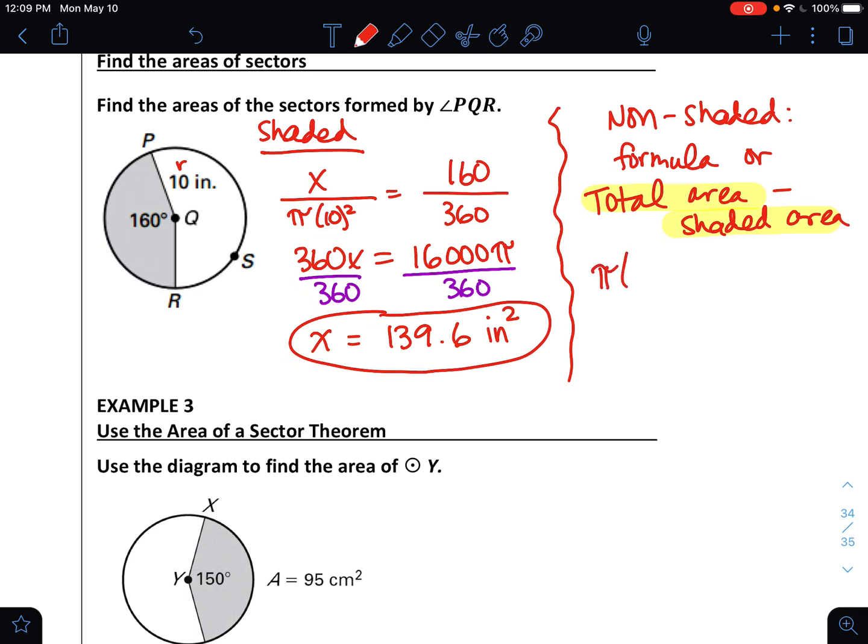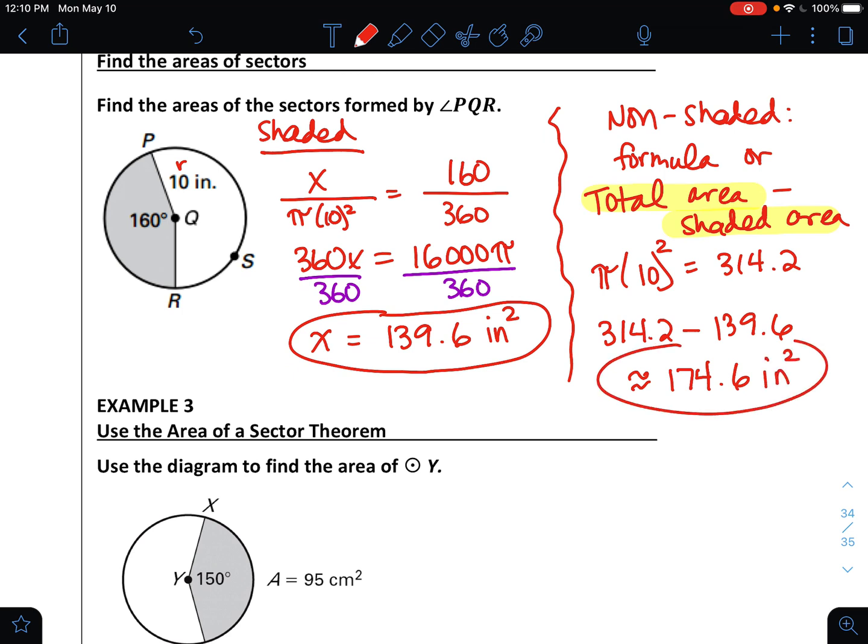So total area, so area is going to be pi times radius squared. So my total area is 100 times pi. So we're going to call that 314.2. So total area, 314.2, take away shaded. So 314.2 minus 139.6. So we're going to say the unshaded is approximately 174.6 square inches.